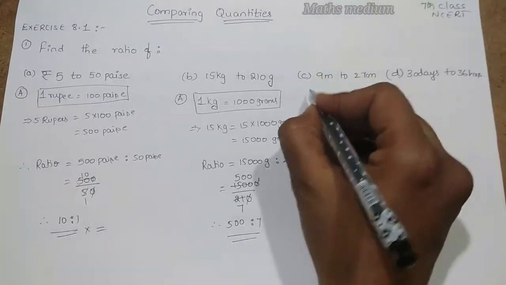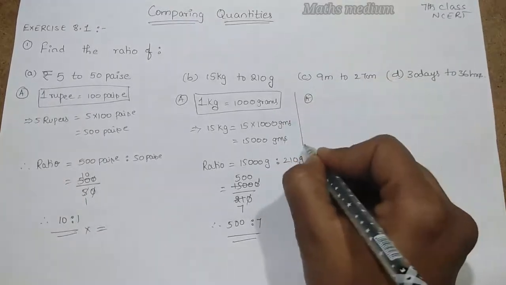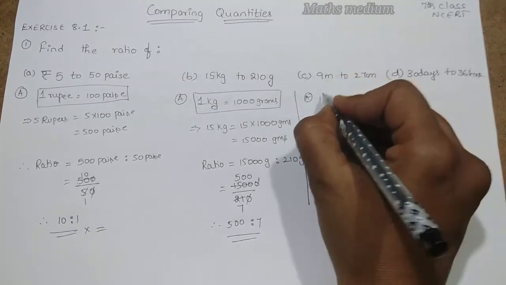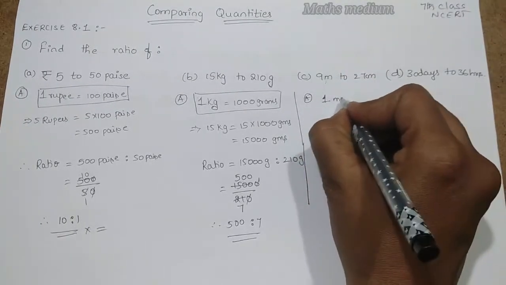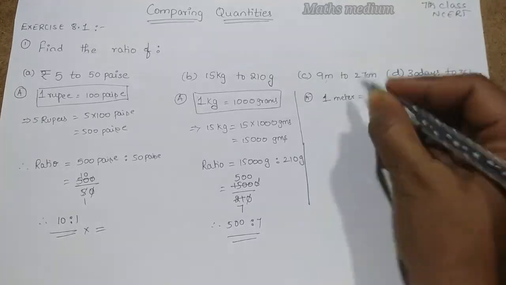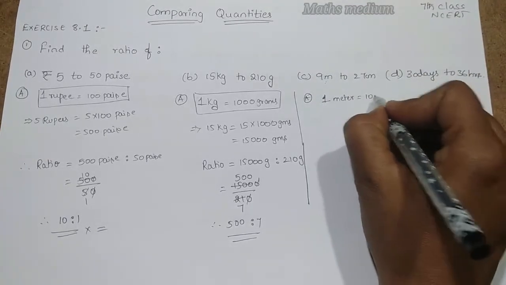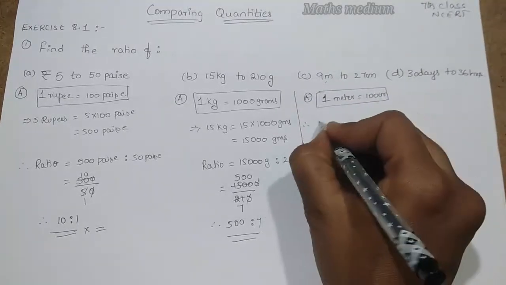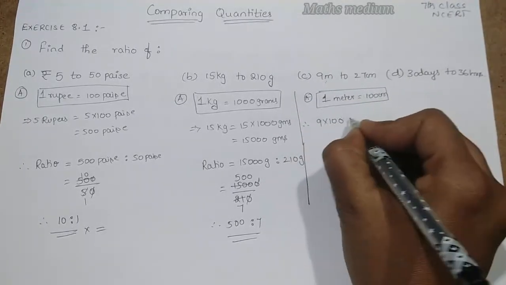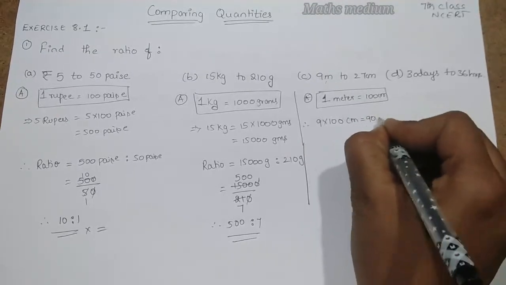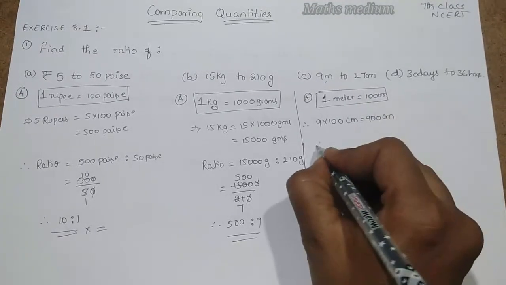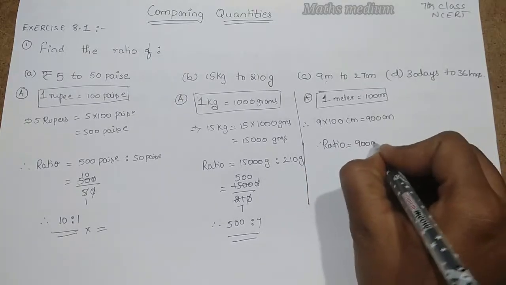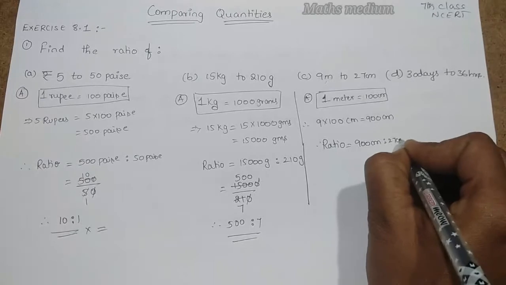Similarly, this also. Here, 9 meters to 27 centimeters. We know that 1 meter is equal to 100 centimeters. Therefore, 9 into 100 centimeters is equal to 900 centimeters. Therefore, ratio is equal to 900 centimeters is to 27 centimeters.